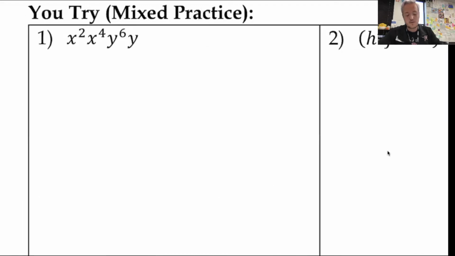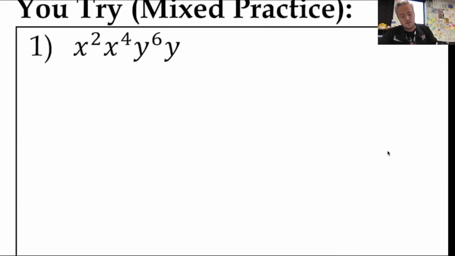All right, so to start the mixed practice, we have x squared times x to the 4th times y to the 6th times y. So for the y value, since we don't have an exponent here, we're going to assume there's a 1. All right, and then we want to start simplifying by using product property, since the bases are written more than once. So I'm going to combine the x's, and then I'm going to combine the y's.